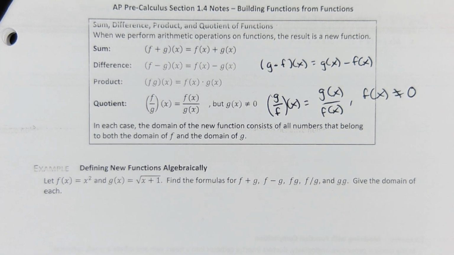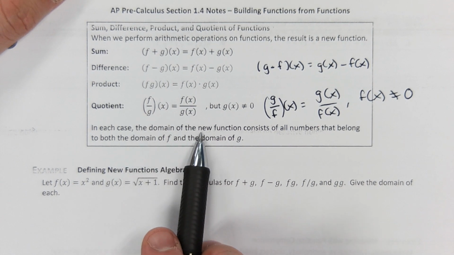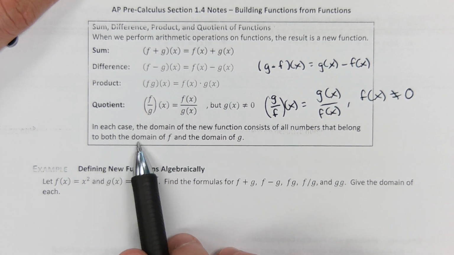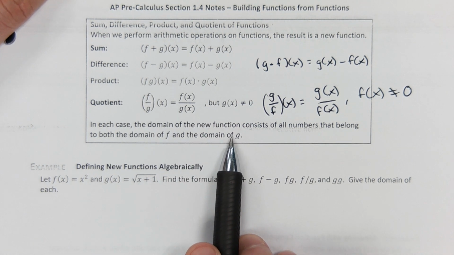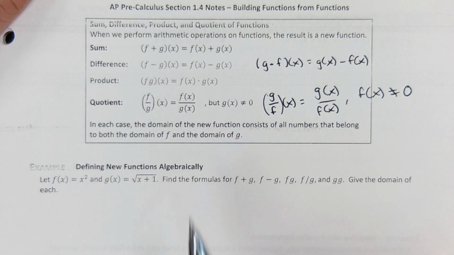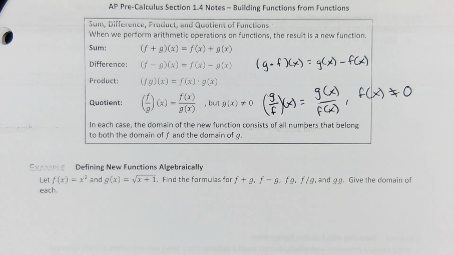What we're going to be doing when we perform these operations is getting a new function and then figuring out what is its domain. Because it says in each case, the domain of the new function consists of all the numbers that belong to both the domain of f and the domain of g. Unless it does things like that. So it's really like this. When you build a new function out of other functions, you just make sure your domain didn't get larger. That's all that happens. Domains could be exactly the same, or they could get smaller, but they'll never get bigger. Okay? Cool with that idea?